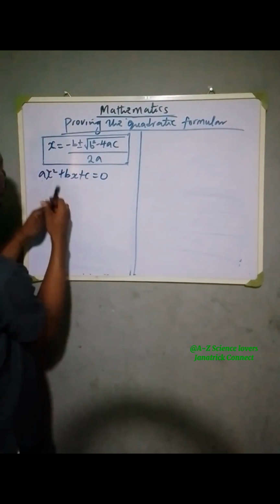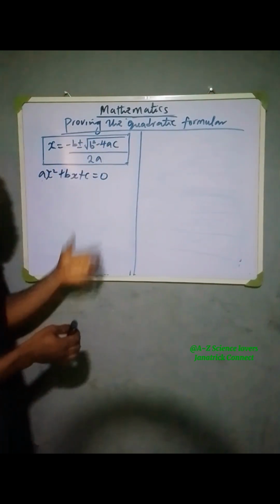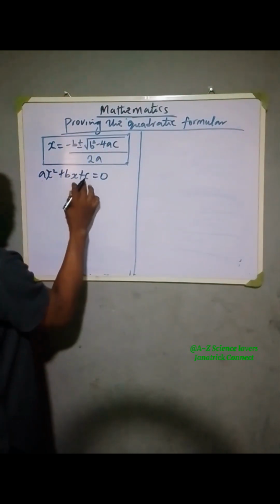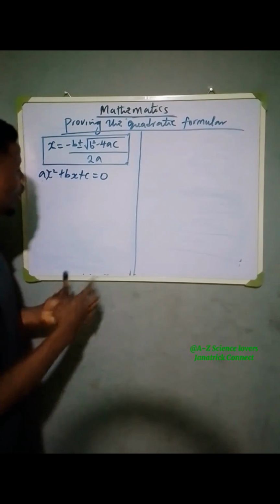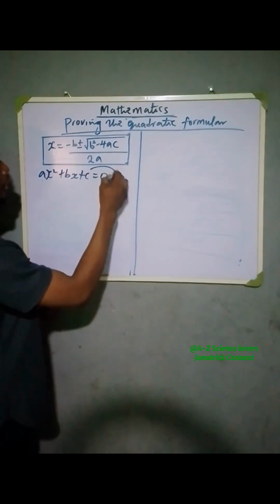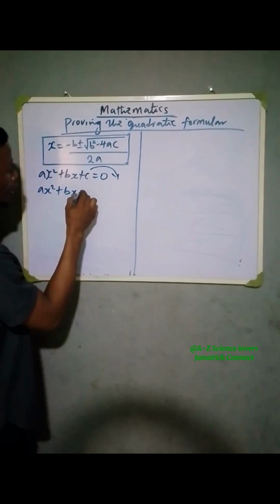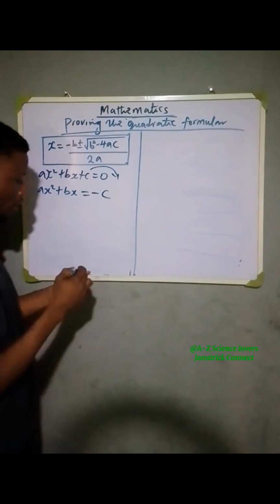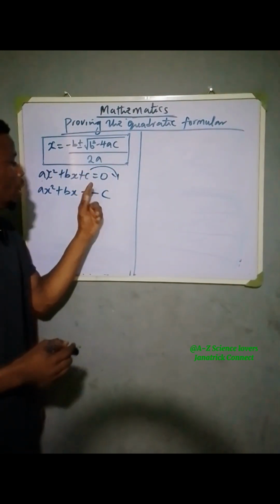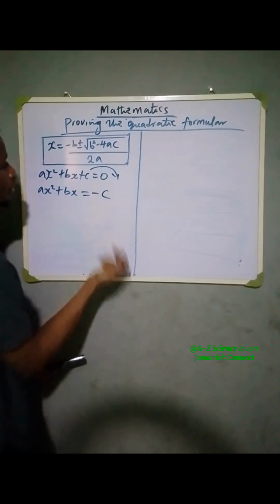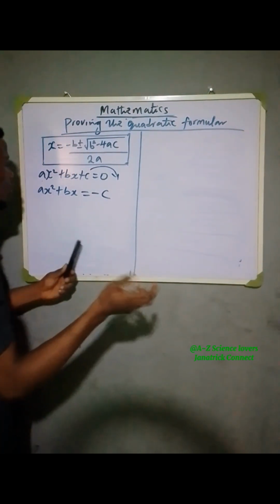So now we are going to use this formula here to prove that the solution to the quadratic equation is given by this. So the first step here, we are going to take this constant to the right hand side. So we have ax squared plus bx equals to minus c. Remember, when a term crosses the equality sign, the sign will change. So minus c plus 0 is still minus c. So we've done nothing wrong.